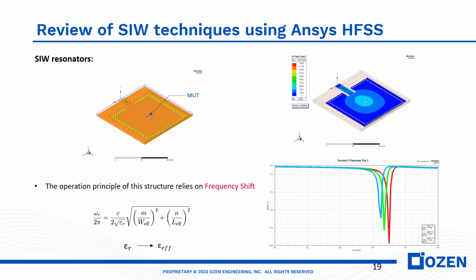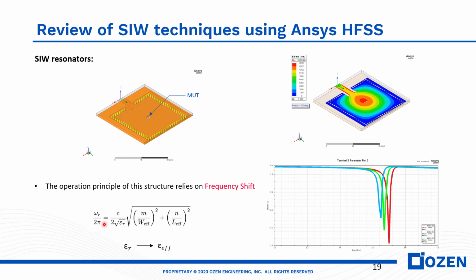Here we have an example of a substrate integrated cavity resonator. So we have the basic SIW topology where we have the top and bottom metallic layers. Here we have a transition from microstrip to SIW. Here you can see a small opening where we inject the material under test. So by injecting the material under test in the structure, what we do is change the effective dielectric constant.